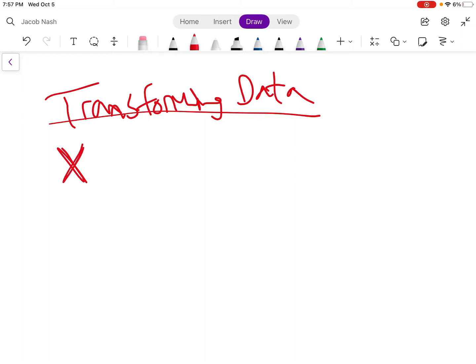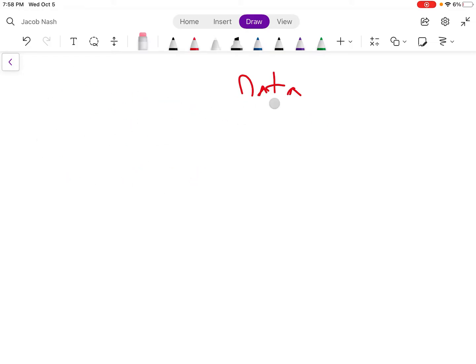Well, that's actually going to change everything. Everything. So, that's transforming data. That's all you need to know. You just need to know what would happen in a hypothetical situation, because you could get a question like that.